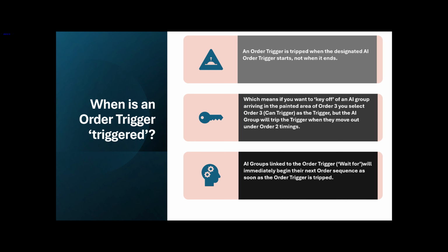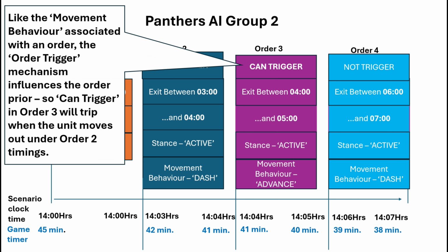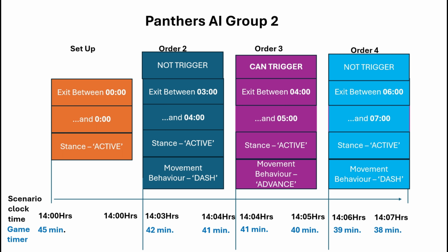order trigger is tripped. So as an example of how an order can be used as a trigger, I've chosen the Panther platoon, which is AI group 2, order 3, to be a trigger and activated it accordingly. This means when the Panther AI group move out from their order 2 start point, 42 minutes on the timer, or 1403 hours on the clock, using the movement behaviour activated in order 3, they'll also trip the trigger activated in order 3.